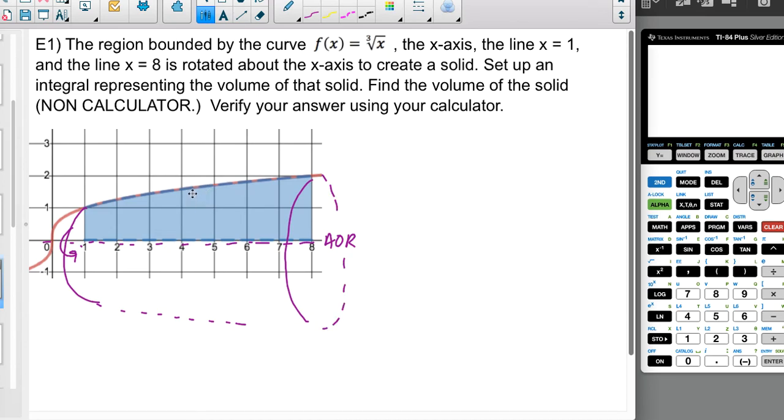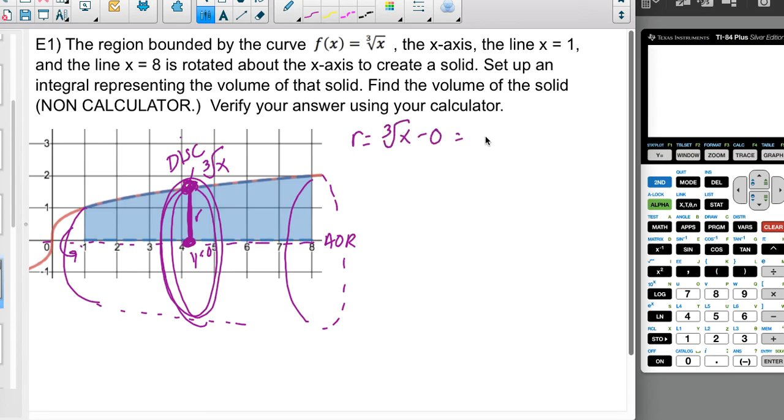I'm going to pick a disk somewhere in the middle. I'm going to rotate this and say, hey, there's my CD, right? So this is the thing I'm going to call my disk. Once I draw that, I say, cool, so the radius seems to go from the axis of rotation up to the curve. Well, the curve is the cube root of x, and the axis of rotation seems to be where y is 0. So it seems to me that my radius is top curve minus bottom curve, or in this case is just the cube root of x.